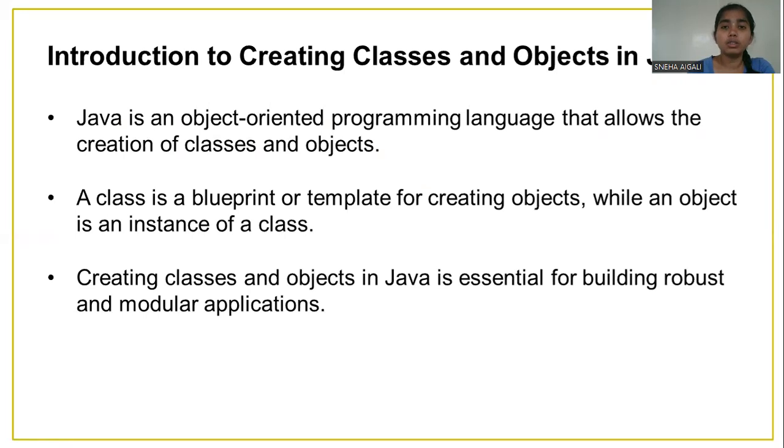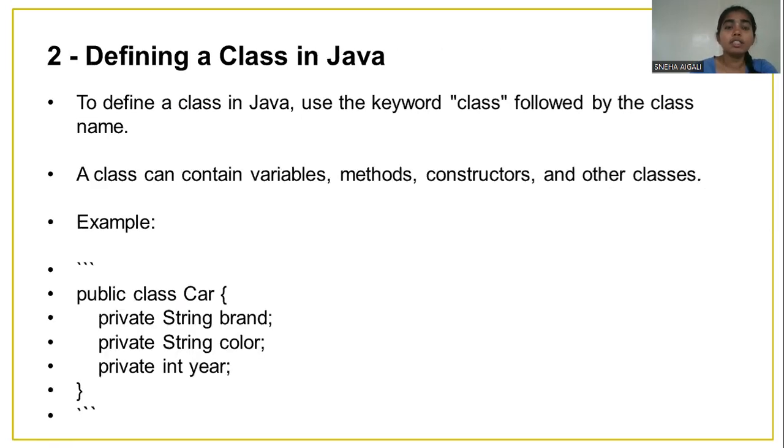Java, which is an object-oriented programming language, allows us to create classes and objects. A class is a blueprint or template for creating objects, while an object is an instance of class. Creating classes and objects in Java is essential for building a modular application. In that, first, let us see how to define a class in Java.